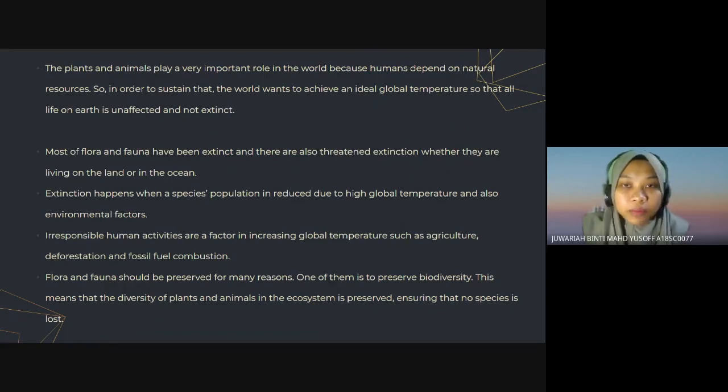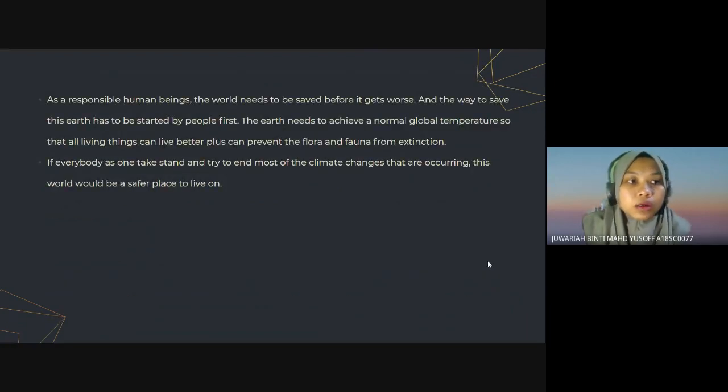How high global temperature occurred? Irresponsible human activities are one of the factors in increasing global temperature, such as agriculture, deforestation, and fossil fuel combustion. So what should we do as a responsible human? So the people should start to save the world before it gets worse. The Earth needs to achieve a normal global temperature so that all living things can live better and then can prevent the flora and fauna from extinction.